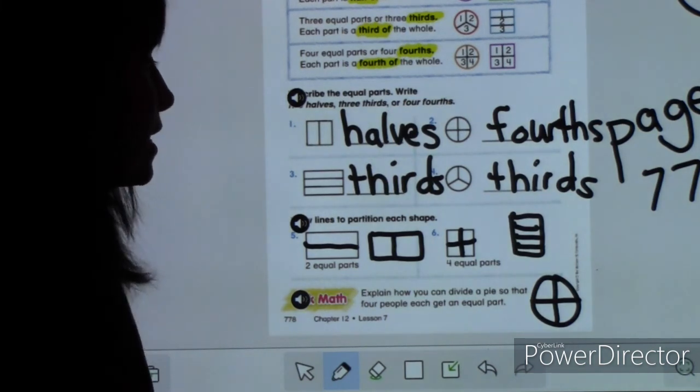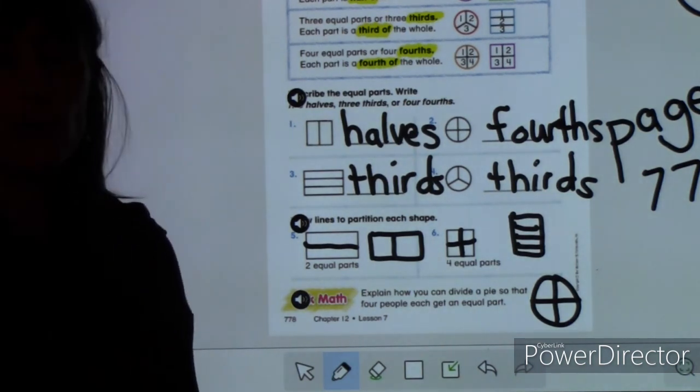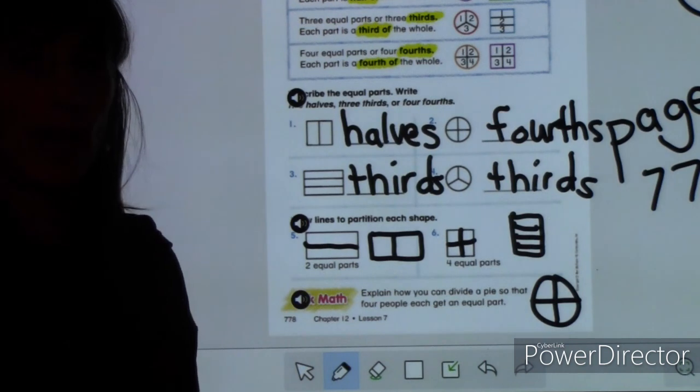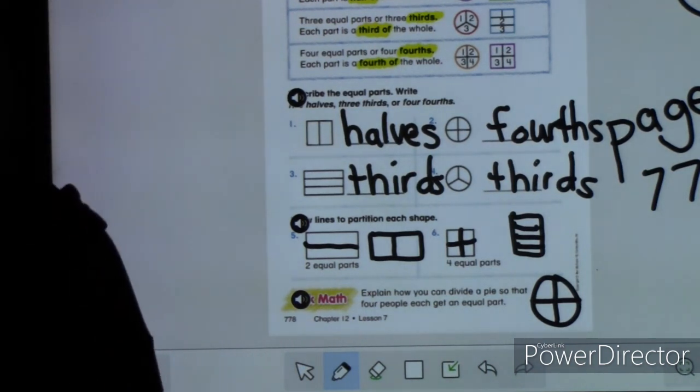Okay, go ahead and try the on my own on page 779 and 780. If you need any help with this, let me know.